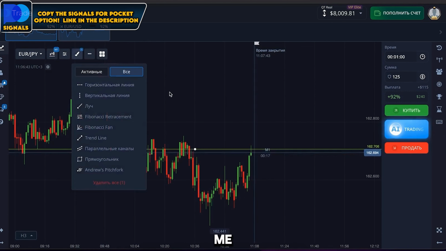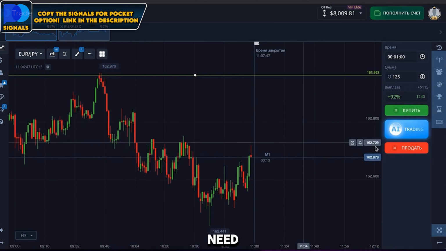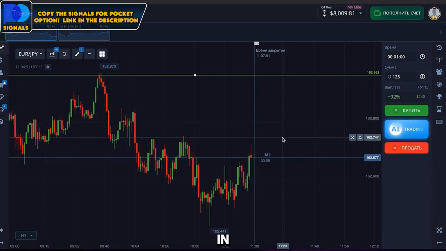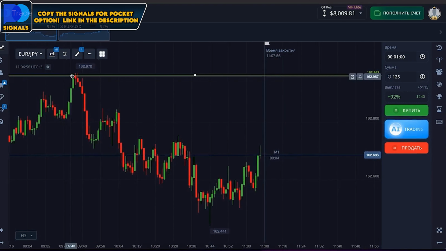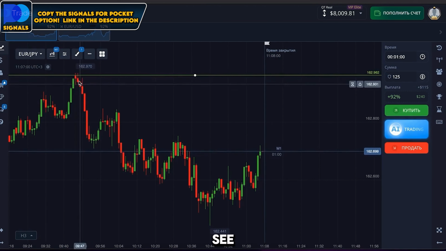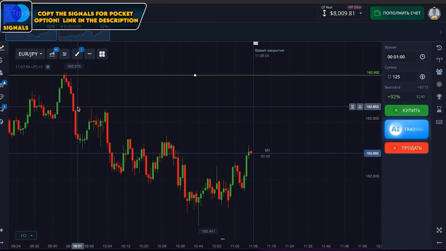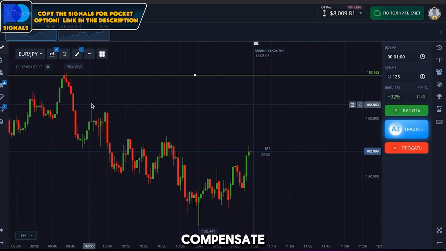Also, let me quickly place a horizontal line like this. Why do we need all of this? So that we can now push off from the 15-minute interval in one direction and start opening trades. Our maximum was maintained here at 9:45. Next, what do we see here? The price is moving down, of course, on the 15-minute interval. I repeat myself, I apologize. We have seen all of this and see that the price is trying to compensate itself.